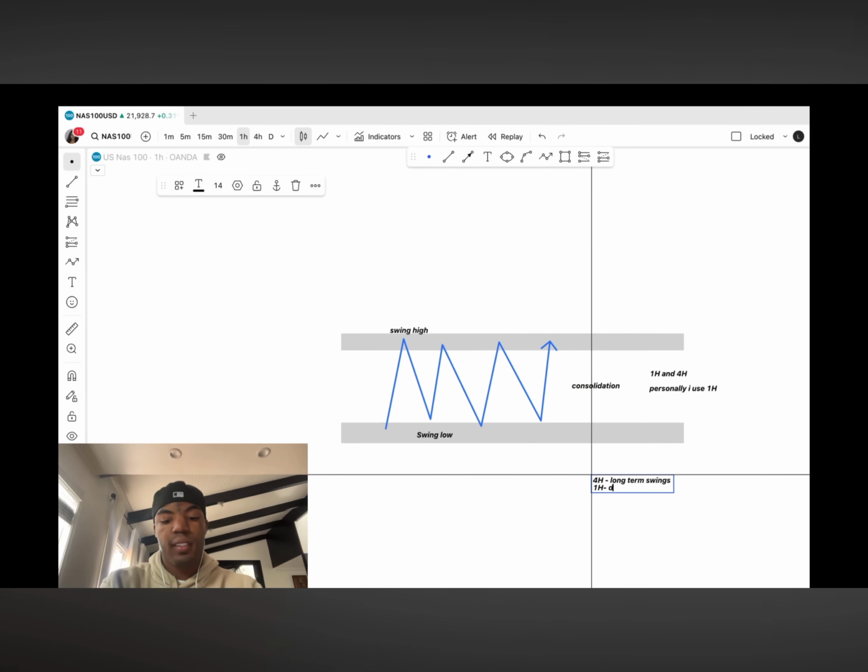And then this is more for my day trade swings. What I mean by day trade swings is normally what I try to do is I find a day trade and turn it into a swing trade, which is more of an advanced thing that we're going to get into later.